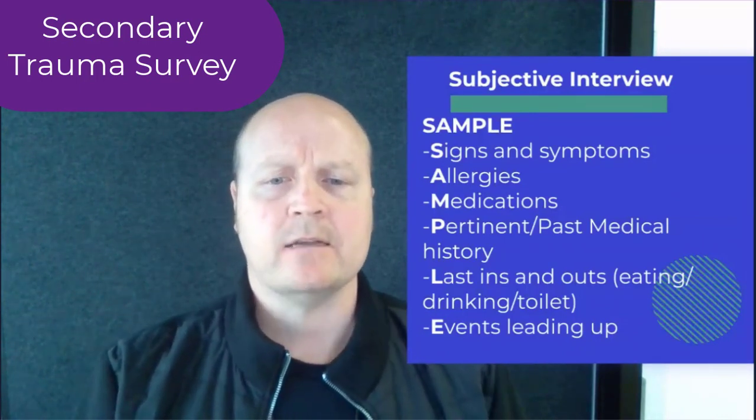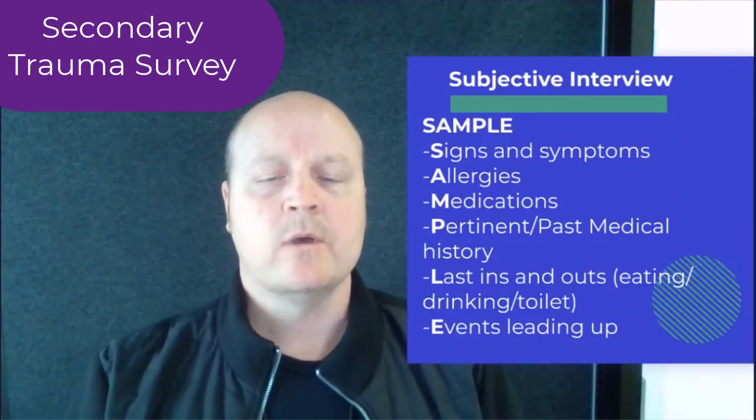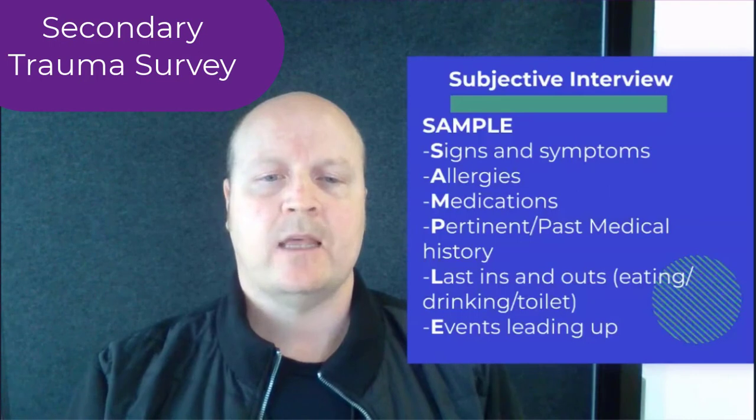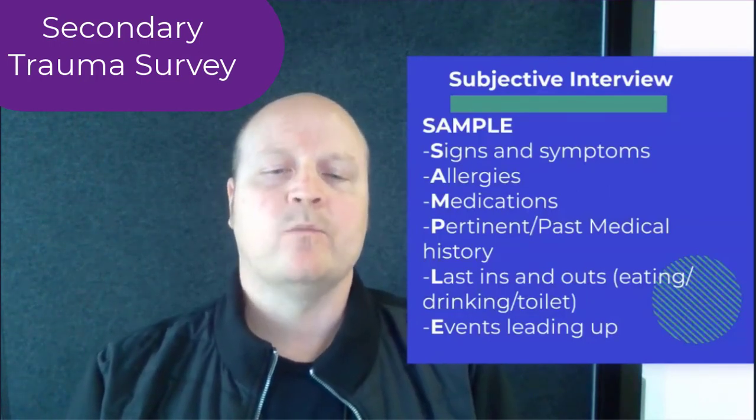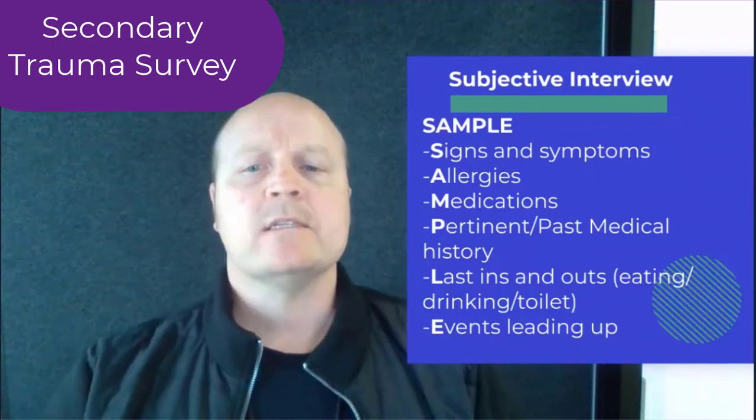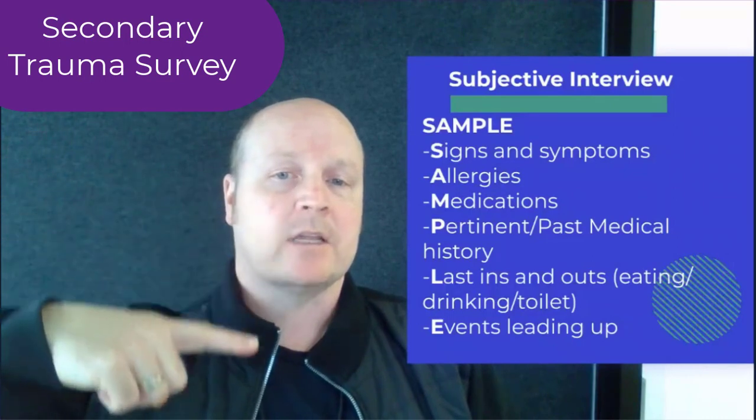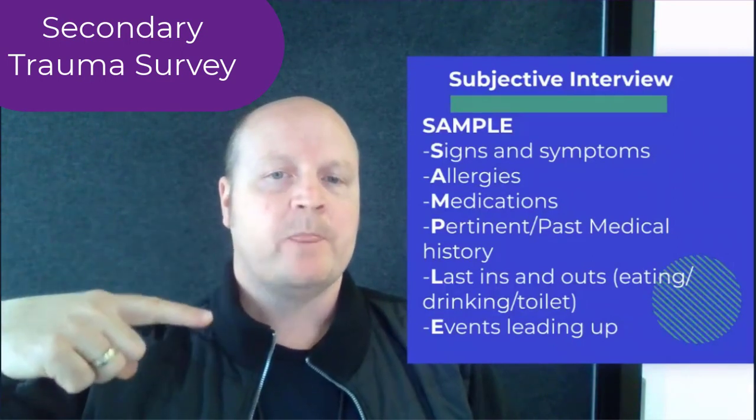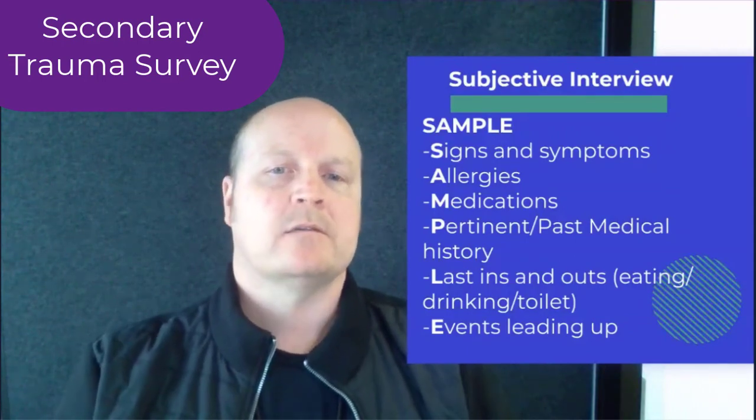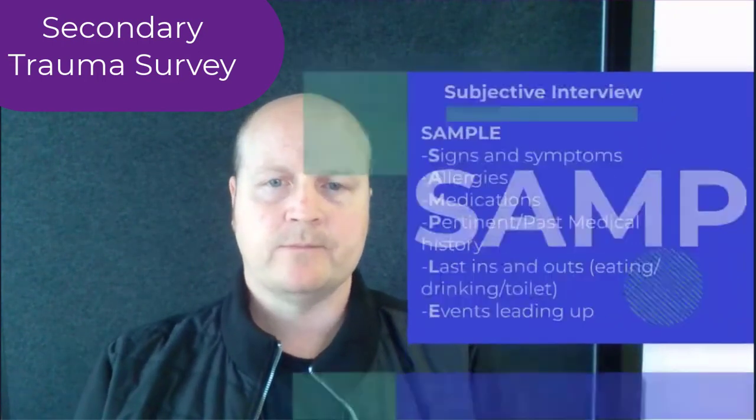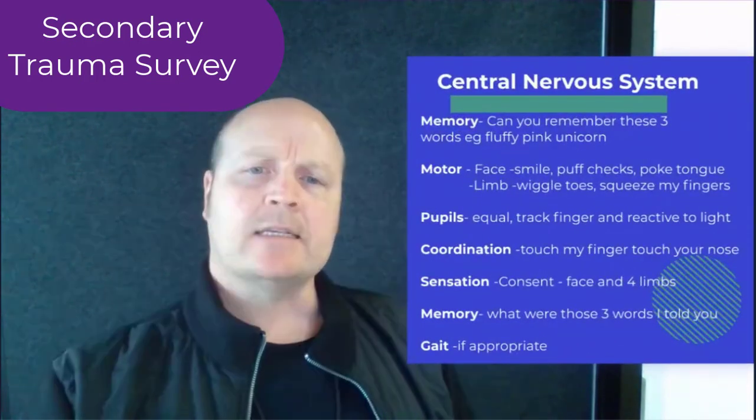And then last, L is last ins and outs, what's their eating and drinking been like? And their toilet, so both urine and feces. And has that changed? And then E, events leading up. What happened and then what was happening before that? It won't necessarily happen in this order, and it shouldn't necessarily happen in this order in your questioning, but it's good to go back to it to make sure, have I covered all those bases? SAMPLE. Gorgeous.